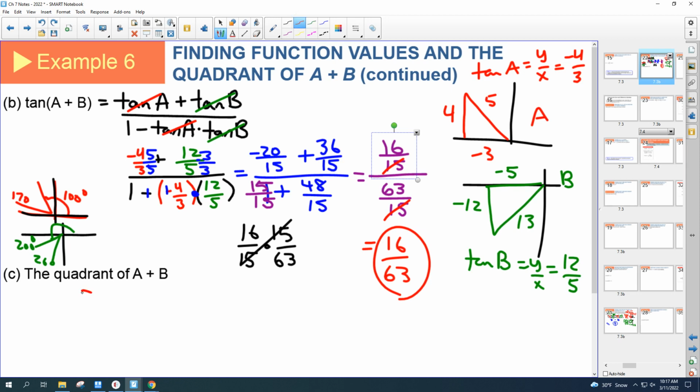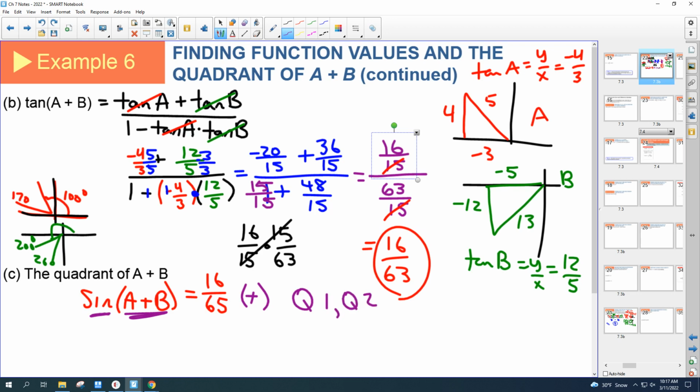From part A, remember how we found sine of A plus B was 16/65? That positive result tells me that A plus B is either in quadrants what? Where is sine going to be a positive result? Right, it's either in quadrant 1 or 2. I know sine can only give me a positive result in quadrants 1 and 2.